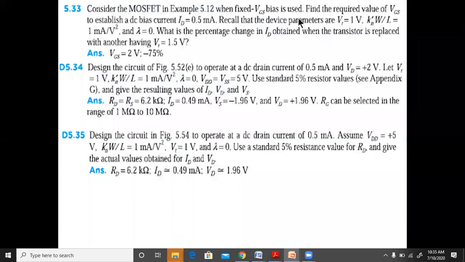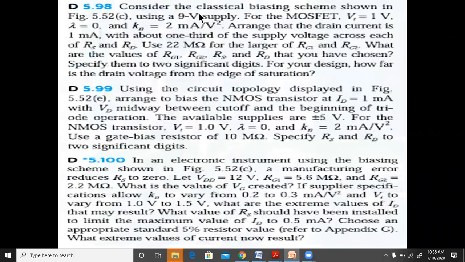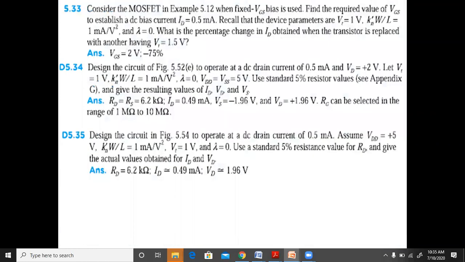Fixed VGS bias is used. Find the required value of VGS to establish a DC bias current of ID equal to 0.5. We already found that VGS will be equal to 2 volts. We should consider the same circuit which we have used in the earlier example. So at that time, the value of VGS is equal to 2 volts.